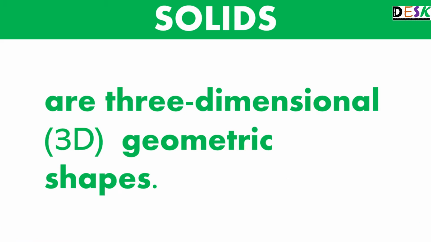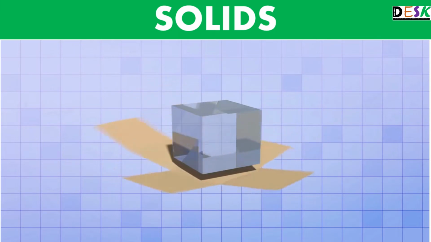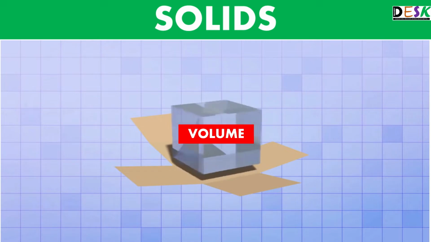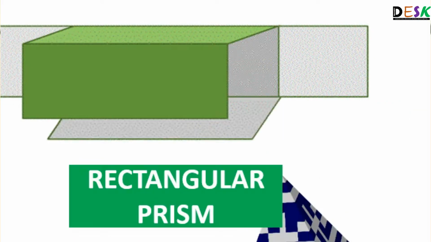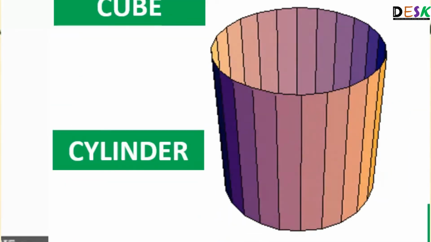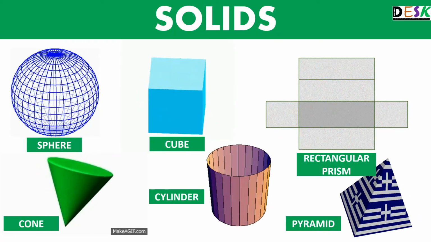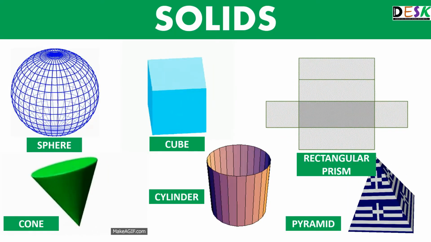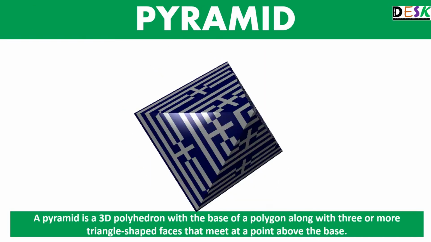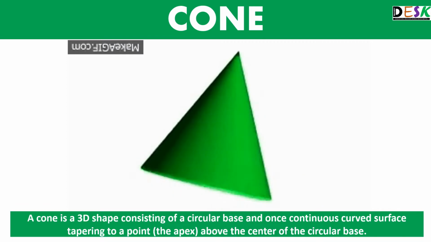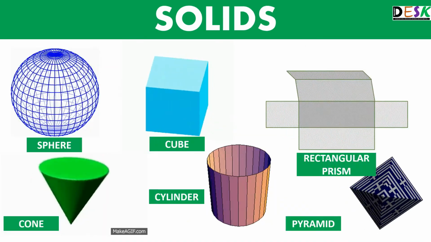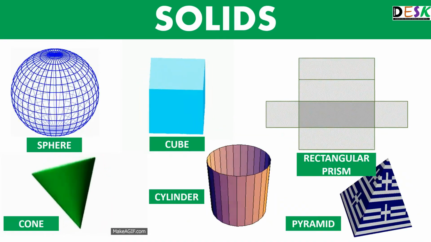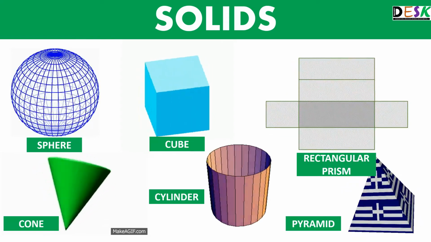Solids are three-dimensional or 3D shapes. Solids have space inside. The amount of space inside a solid is called volume. Some common solids are rectangular prisms, pyramids, cylinder, and sphere. There are many solids with irregular shapes too. However, in this lesson, we only discuss a prism, a pyramid, a cylinder, a cone, and a sphere. Specifically, we will look into the relationship between these solids.